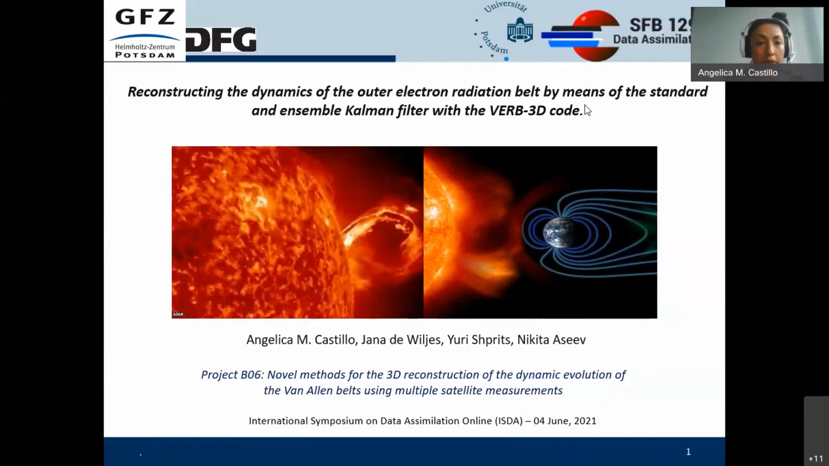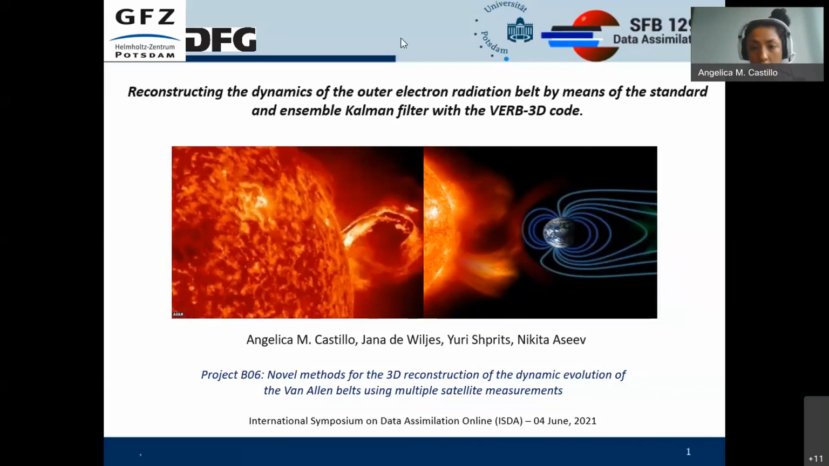Today, I would like to talk about the reconstruction of electron dynamics in the outer radiation belt by means of the standard and the Ensemble Kalman filter using a model that is called the VERB code. The research performed in this study is part of the SFB 1294 data assimilation project funded by the DFG. It's a collaboration between the GFZ and the University of Potsdam.